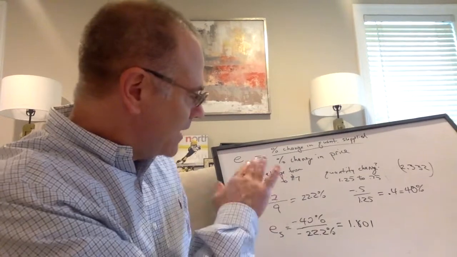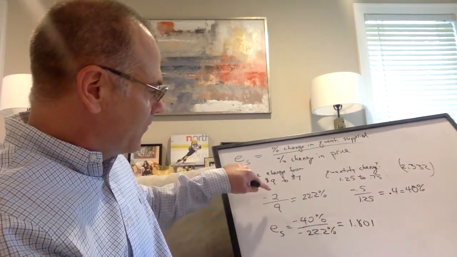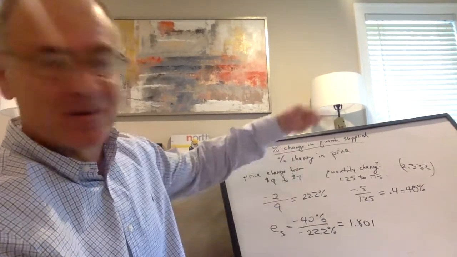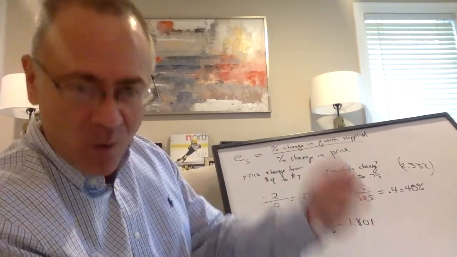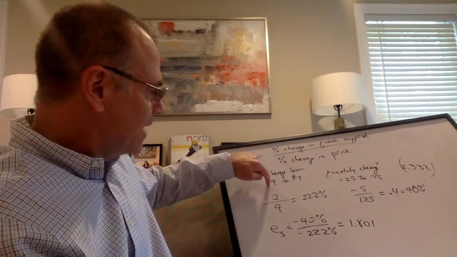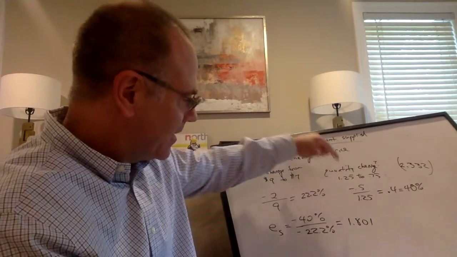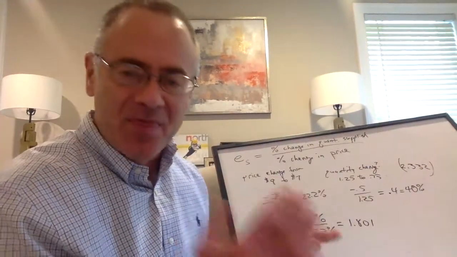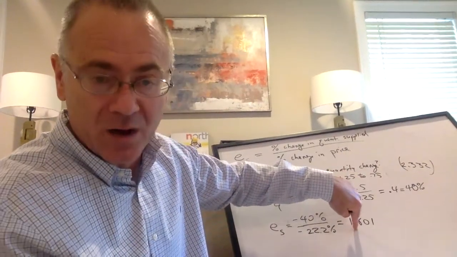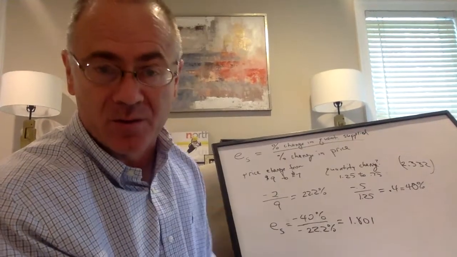Back to the main point, though. The key was that we changed what the base was. Before, the base was when the price was at 7, and the quantity base was the quantity when the price was at 7. Now let's say the base is $9, and the quantity base is the quantity at $9. That's when we get these two different numbers. By the way, if you'd put 1.801 on the exam, that would have been correct too. Either one of those numbers would have been correct.